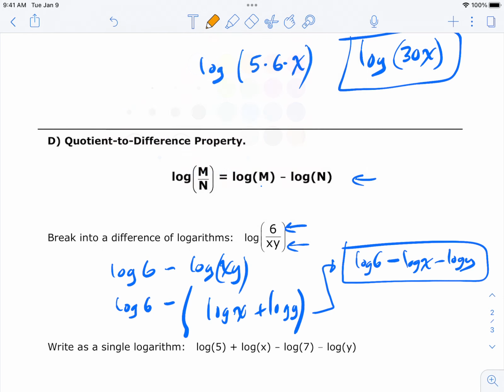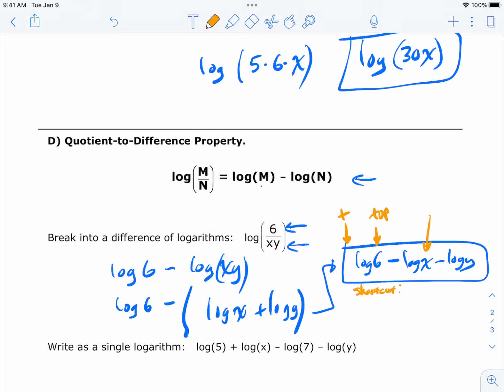I want to show you a shortcut to that, though. The 6 was on top, so that logarithm has a positive in front. This x was on the bottom, so it has a minus in front. The y was on the bottom, and that's why we have a minus in front. In other words, the x was down here, so it's minus log x. The y is down here, so it's minus log y. If you keep that in mind, it's going to be really fast to do these things because you won't have to go through all of this parentheses action.